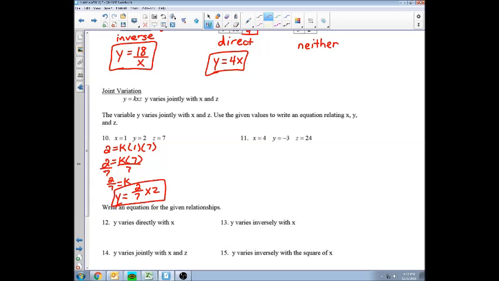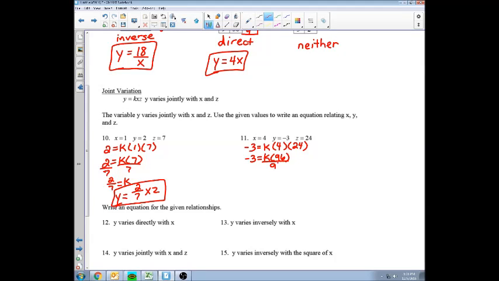Okay? So we treat it almost exactly like direct variation. You just have to multiply your x and z to start with. All right? On to 11, it says that y is negative 3, so I'm going to put negative 3 down. Then my k comes next. I'm going to multiply that by 4 and multiply the 4 by 24. When I multiply 4 and 24, I'm going to end up with k times 96.